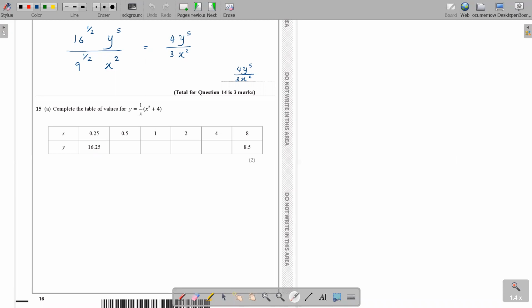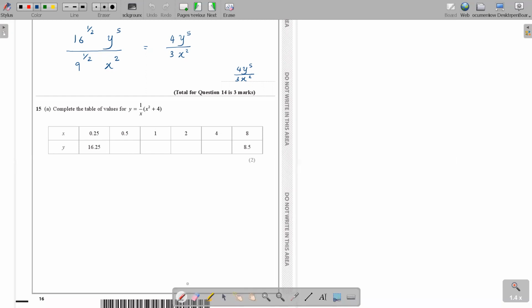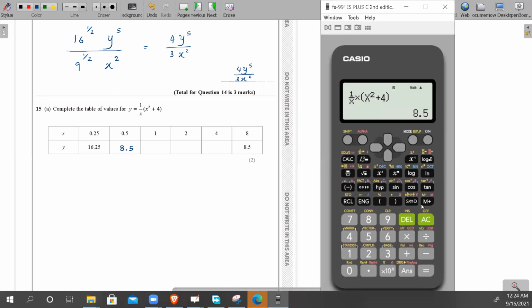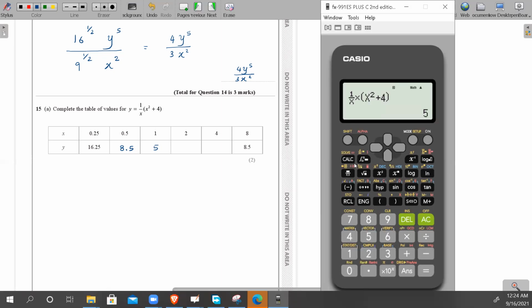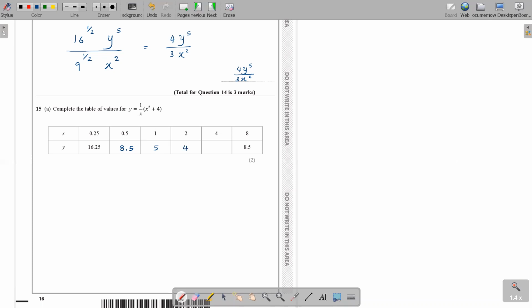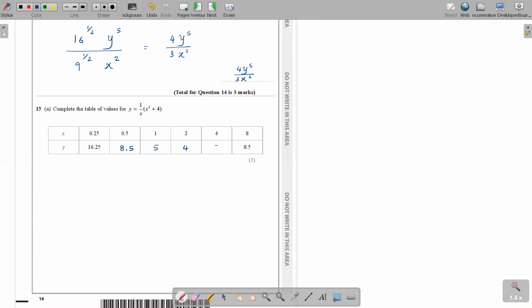The next x figure I need to give is calc, and you give the next x figure 0.5. That gives you the answer 8.5. So let's give the answer 8.5 here. Next x equal 1, calc x equal 1, and you get the answer 5. So x equal 1, y equal 5. The next one, calc x equals 2. When x is 2, we get the value y equals 4. And then again we calculate, and we give x equals 4, and we get y equals 5.